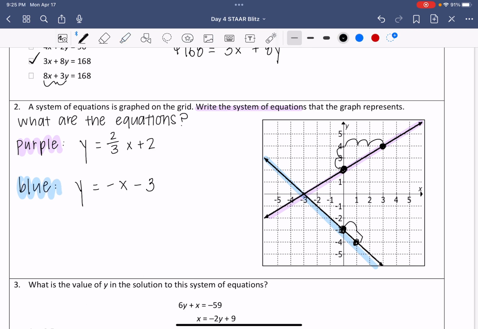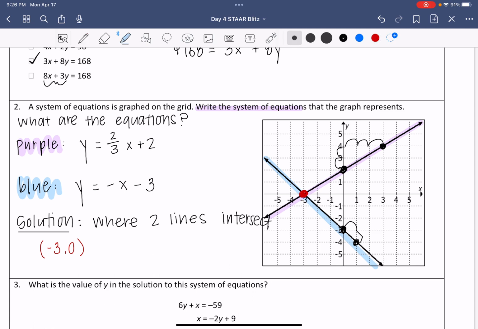But if it were to ask what the solution is to this system, remember the solution is where the 2 lines cross. The 2 lines intersect. So in this case, I'm going to put it in red, this point right here. Okay. So that would be an ordered pair of -3, 0. Okay, but that's if it asks for the solution. It didn't really ask for it, but if it were to, it's where the two lines intersect.